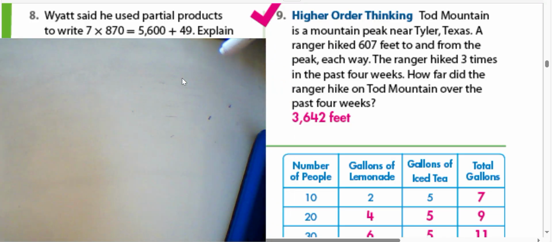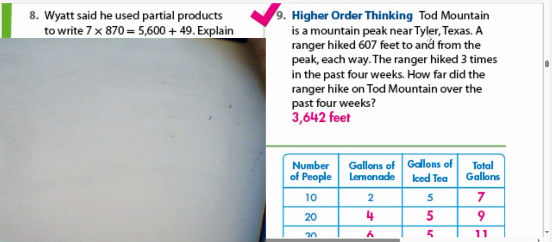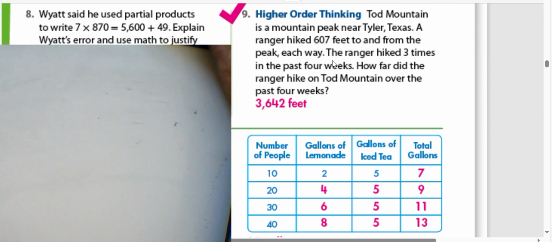Higher order thinking. Mount Monchin is a peak near Tyler, Texas. The ranger hiked 607 feet to and from the peak each way. The ranger hiked 3 times in the past 4 weeks. How far did the ranger hike on the mountain over the past 4 weeks?